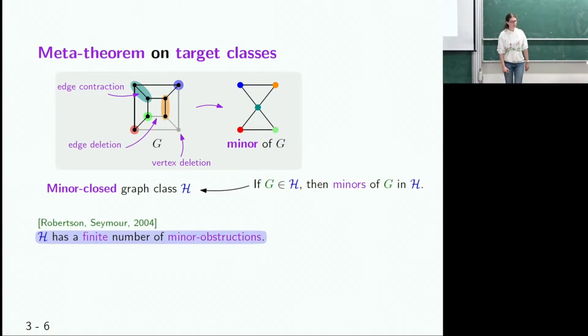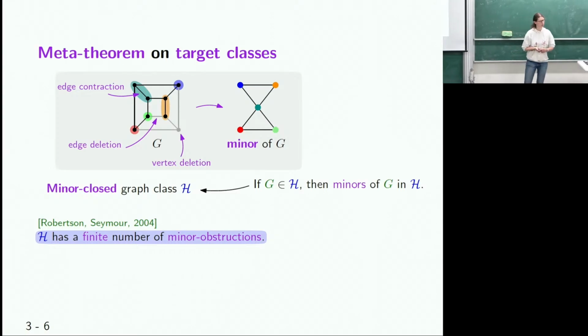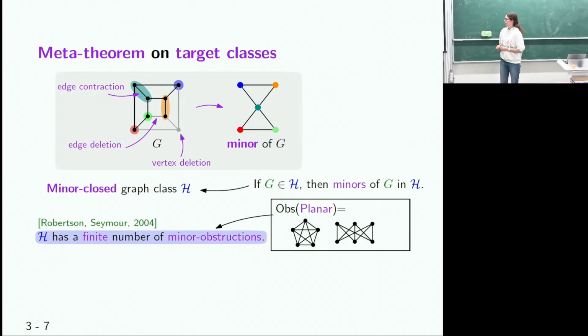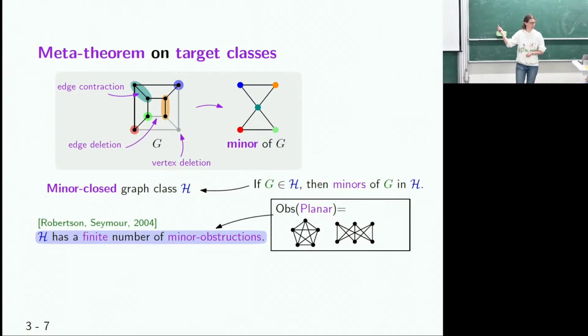So we have a lot of nice properties on minor-closed graph classes, and in particular, we know that a minor-closed graph class has a finite number of obstructions. So an obstruction is a graph that does not belong to the graph class H, but such that all of its minors belong to the graph class. So for planar graphs, it's K5 and K3,3.